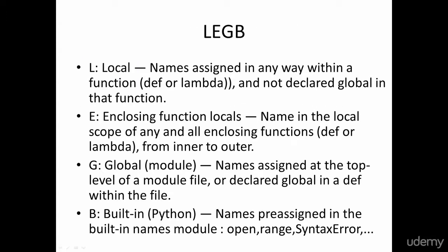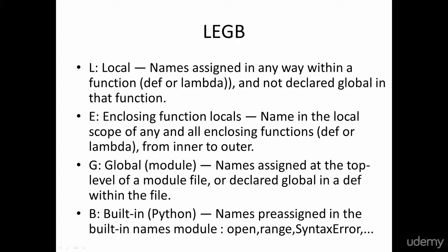Next, if it couldn't find it in local, it looks for enclosing function locals. That is the name in the local scope of any and all enclosing functions, such as def or lambda, from inner to outer. And we'll see an example of that in a further slide. After that, it checks for global. Those are names assigned at the top level of the module file or declared global in a def within a file. We'll talk about the global statement in just a second. After that, it checks for built-in names in Python. Those are names pre-assigned in the Python language, such as open, range, syntax error, etc.